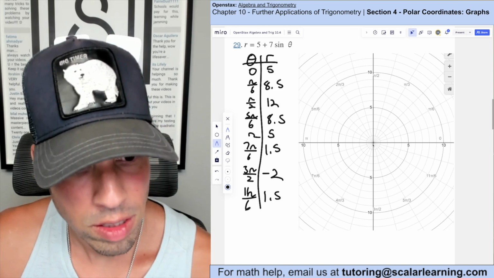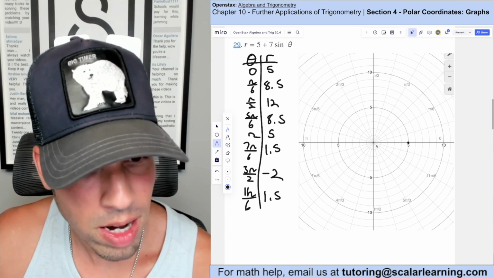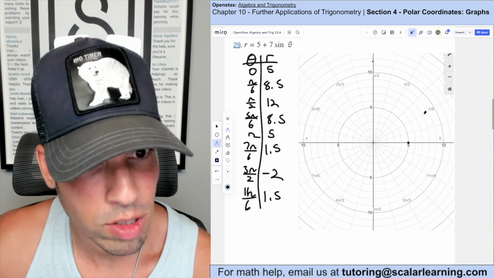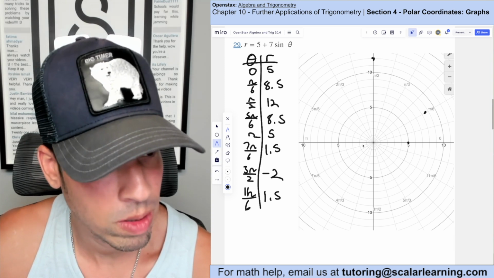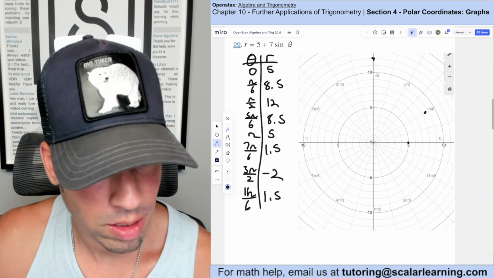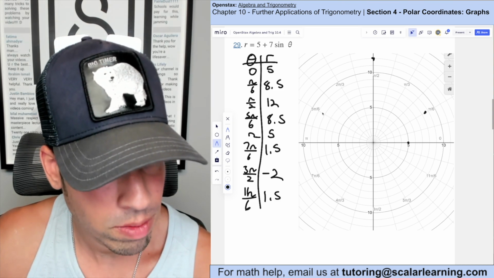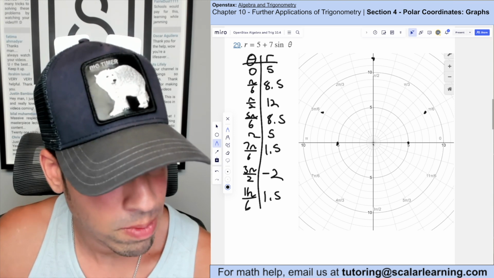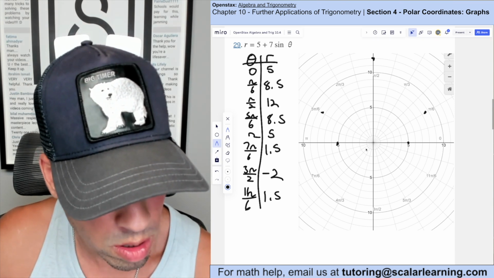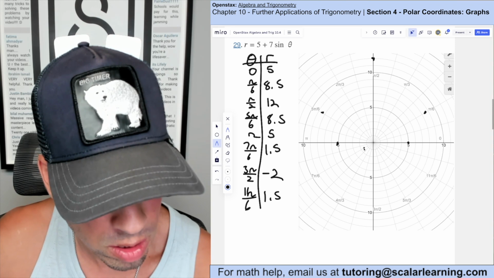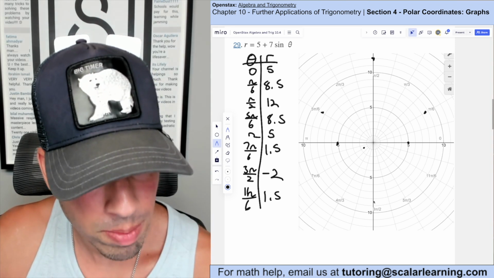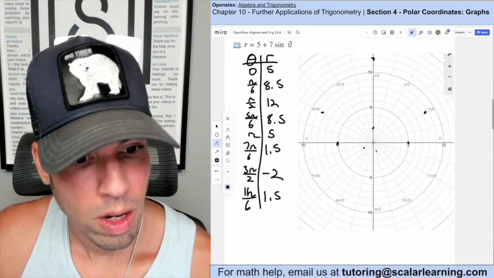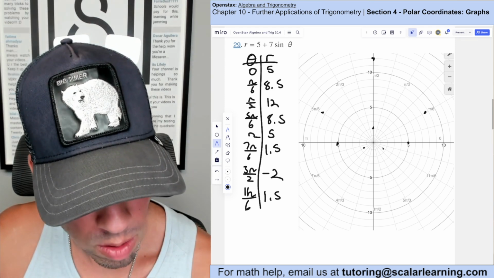All right, so let's plot these out. We got 0 coming out at 5. We got pi 6 coming out at 8.5. We got pi halves coming up to 12, so that's a big one. And then we got 5 pi 6 again at 8.5. Pi coming out to 5. And then 7 pi 6 coming out to 1.5 right out here. We got 3 pi halves coming down at -2, which means we go backwards up here to 2. And then once again, 11 pi 6 is that 1.5.